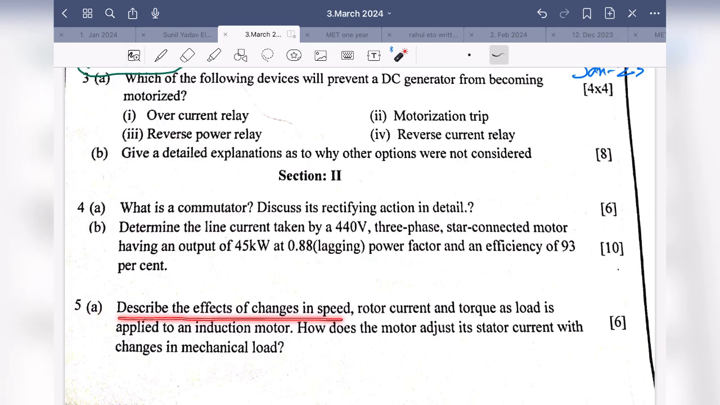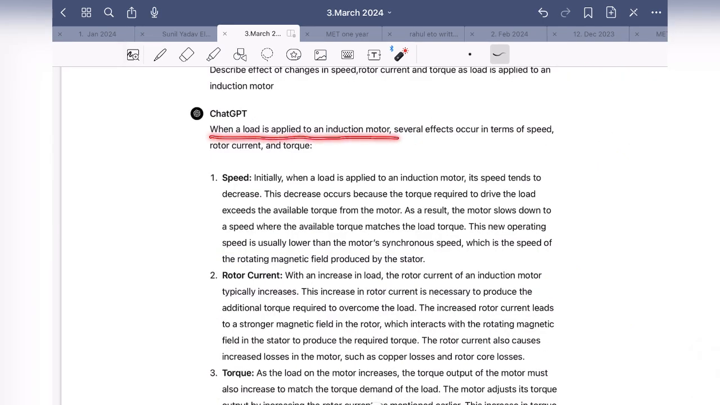Describe the effects of change in speed, rotor current and torque as load is applied to the induction motor. How does the motor adjust its stator current with change in mechanical load? When a load is applied to an induction motor, several effects occur in terms of speed, rotor current and torque. Speed: initially, when the load is applied to an induction motor, its speed tends to decrease. This decrease occurs because the torque required to drive the load exceeds the available torque from the motor. As a result, the motor slows down to a speed where the available torque matches the load torque.